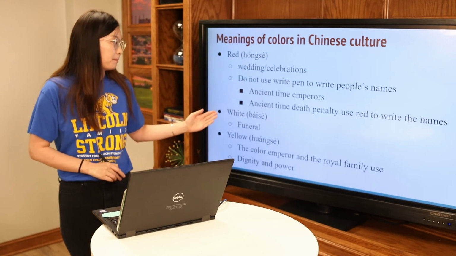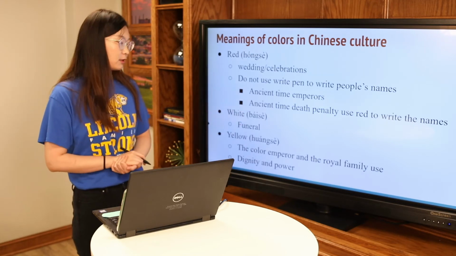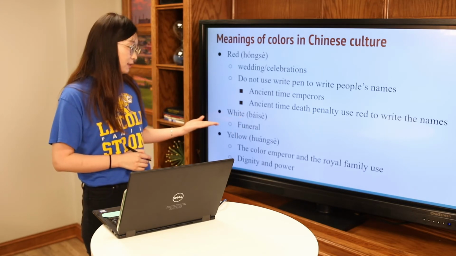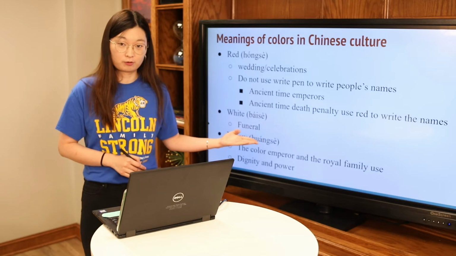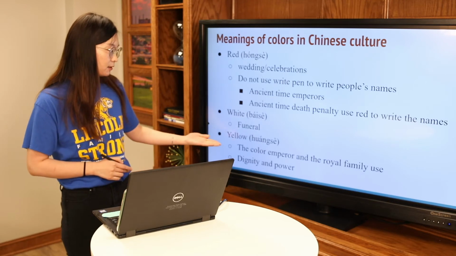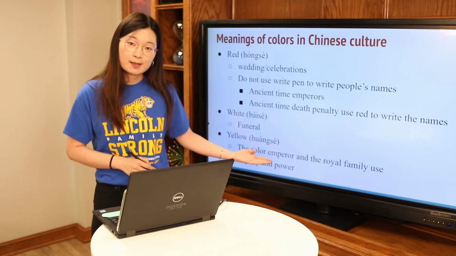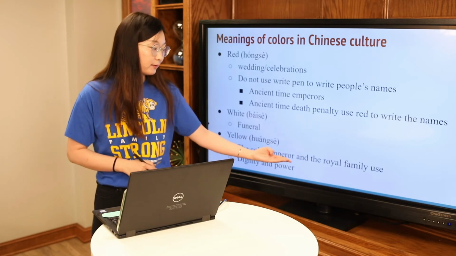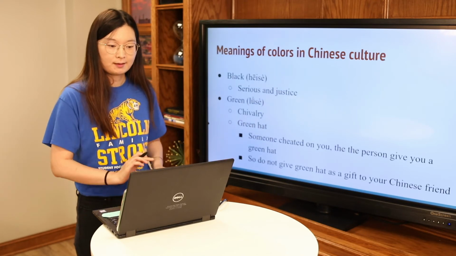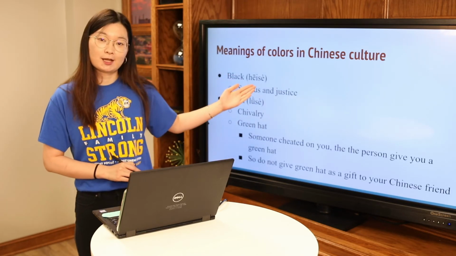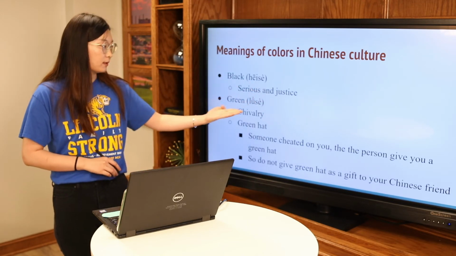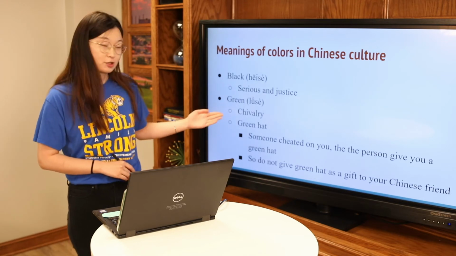Okay, and then 白色, the color white. So different from Western culture, in which 白色 is widely used on weddings, 白色 in Chinese culture is widely used on funerals. Okay, and then 黄色, the color yellow. So the color was used in ancient time. It's used widely by the emperor and the royal family. So it symbolizes dignity and power. And then 黑色, 黑色 in Chinese culture symbolizes serious and justice. And then 绿色, green, so it symbolizes chivalry.